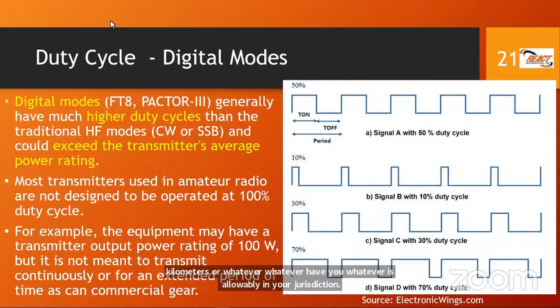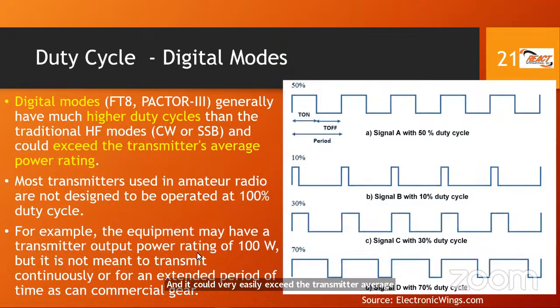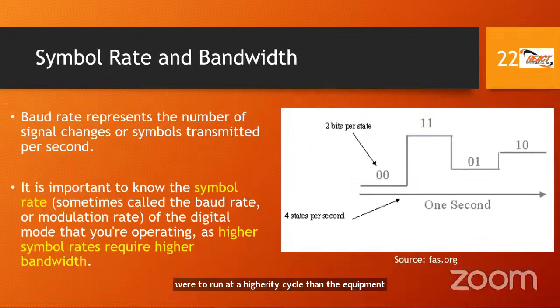And these are the bullet points that we have here. The digital modes tend to have a higher duty cycle. And it could very easily exceed the transmitter's average power rating, right? Because of that continuous. And these are exam questions here. Right, so have a look at these bullet points, get familiar with the concept of duty cycle, because as a ham, you can essentially destroy your equipment if you were to run at a higher duty cycle than the equipment is designed for.